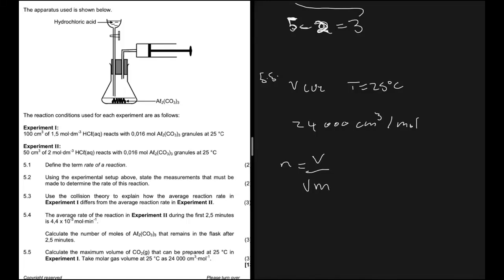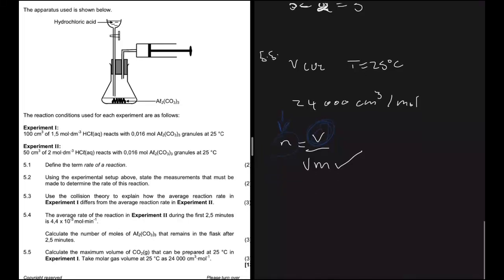In this question we are given Vm, the molar gas volume, as 24,000 centimeter cube per mole. And then the question says, let's find the maximum volume. So this is what you're interested in. And what we don't have is the number of moles, right? So if we determine the number of moles, we can then use this formula to calculate the maximum volume of CO2 that can be prepared for experiment 1, right?